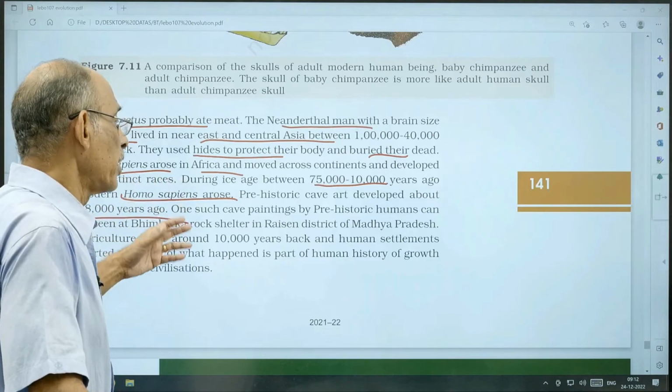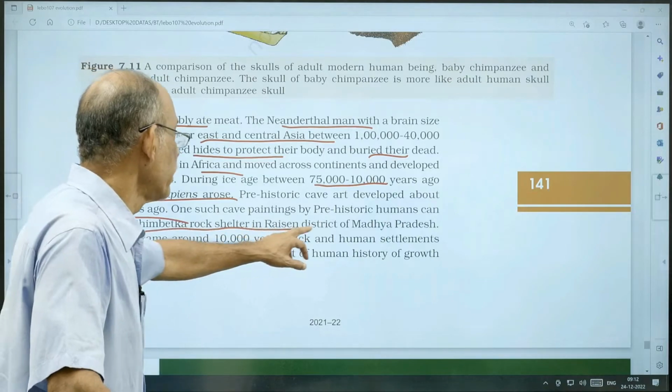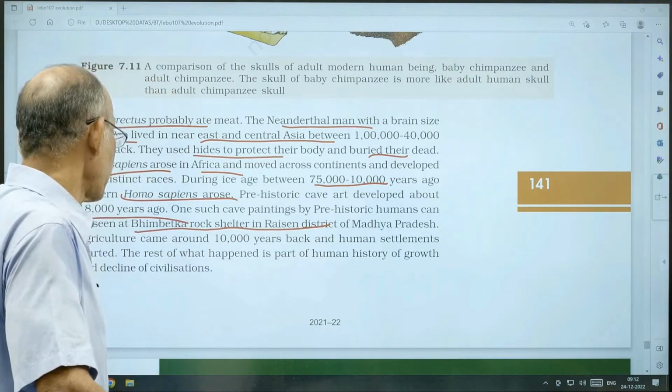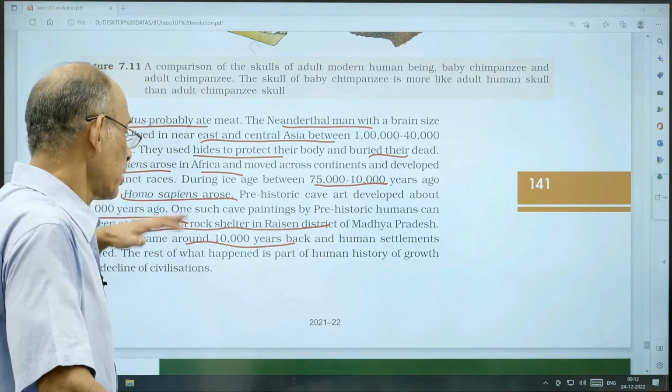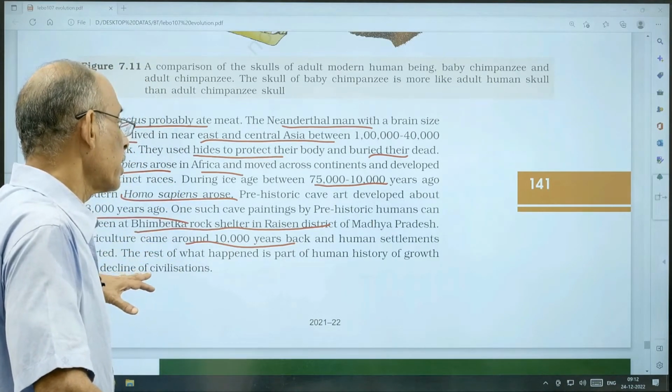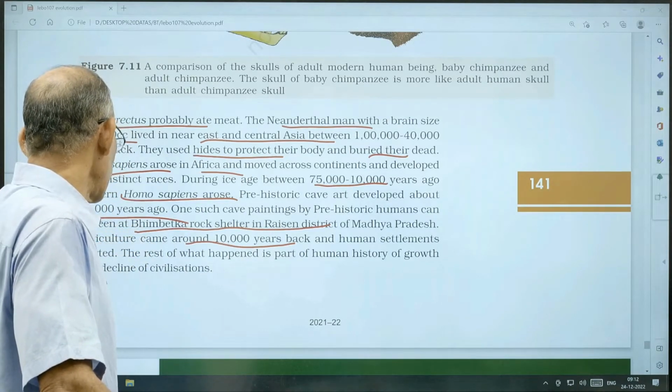and some prehistoric cave arts of prehistoric man at Bhimbetka and Raisen district in Madhya Pradesh, etc. Then by 10,000 years ago, our ancestors began to settle and agriculture started. Then slowly, culture and civilization developed.